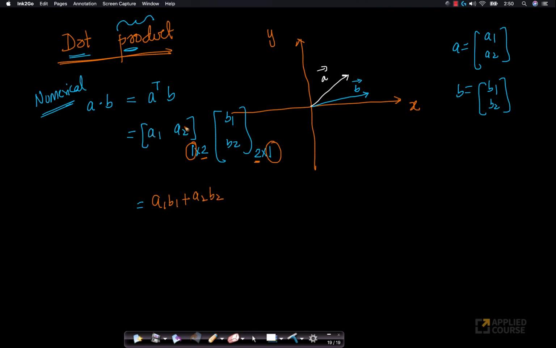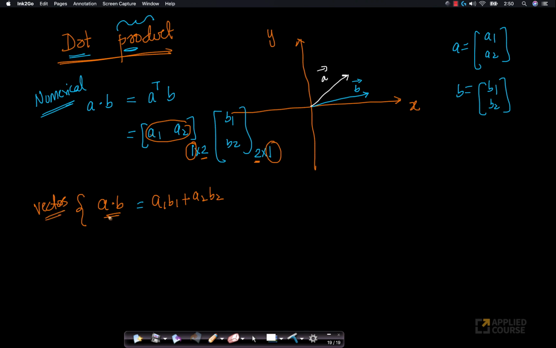See, look at this. I'm taking this row. We have seen matrix multiplication, right? This is the same concept. A1 multiplied by B1 plus A2 multiplied by B2. So the dot product of two matrices, the dot product of two vectors, not matrices, sorry.